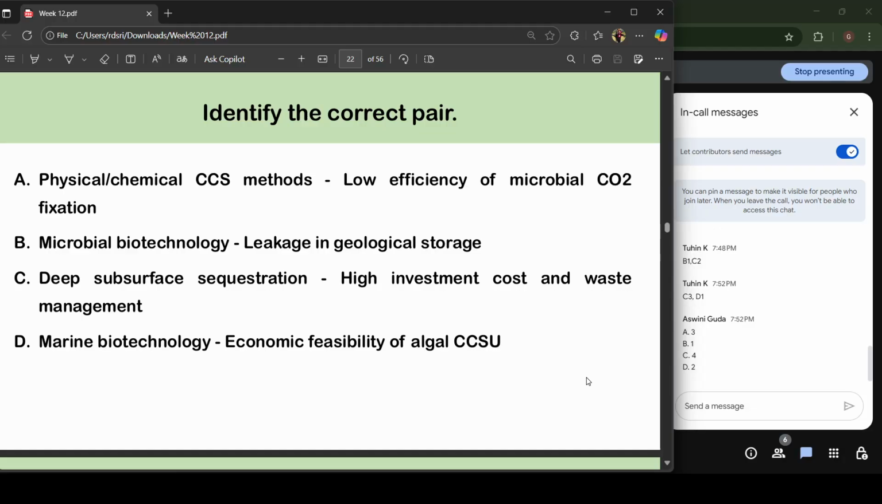So here we have carbon capture methods, different methods of carbon capture, and map to some of its characteristics. So identify which of the pair is correct. Out of the four, only one is right, and you have three wrong statements. You have to identify the right pair.